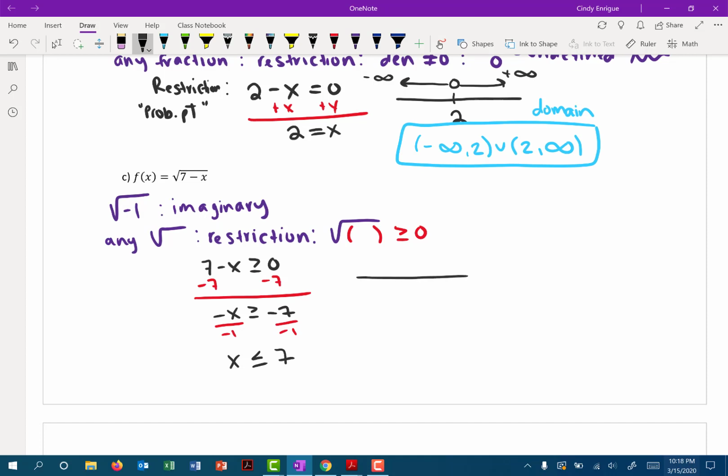If I'm thinking about it visually, here's 0, here's negative 7. For any number that's less than negative 7, I know that I'm going to have the inside of the radical greater than or equal to 0. So in order to describe that, I'm going to write my domain as going from negative infinity to negative 7. And because there's a line underneath it, less than or equal to, then I know that I should have a bracket there.